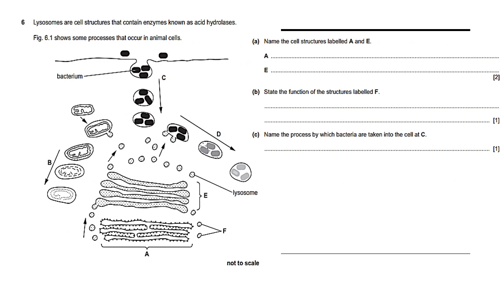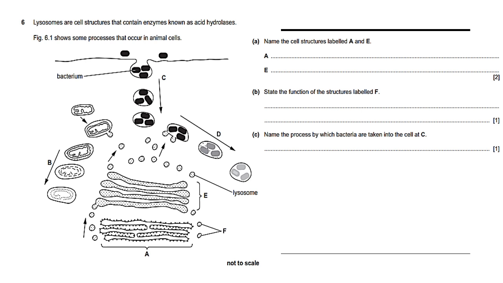We are now on the last question. This again will be shorter than the one for paper one. Let's look at this. So it says here that lysosomes are cell structures that contain enzymes known as acid hydrolases. Figure 6.1 shows some processes that occur in animal cells. Okay, let's look at this. So over here is a bacterium. First things first, whenever you're looking at this, just look at where the arrows are pointing for different things, okay? So you can see that there's an arrow pointing inwards here, but over here there are arrows pointing upwards. So just bear that in mind.